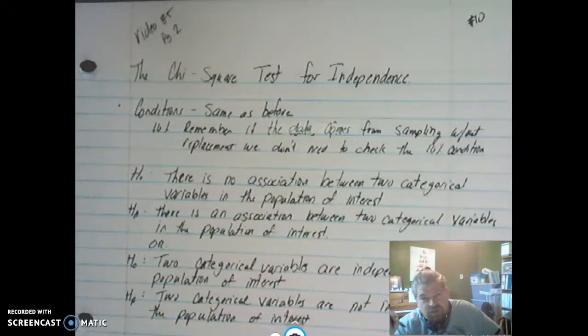Now the difference between independence and homogeneity, you know the word I can't say, is that homogeneity comes from multiple treatments, multiple sources, okay? Independence is looking at one sample with a variety of categorical outcomes, okay? So we're going back to our index and ring finger, okay? All right, so the conditions are exactly the same.